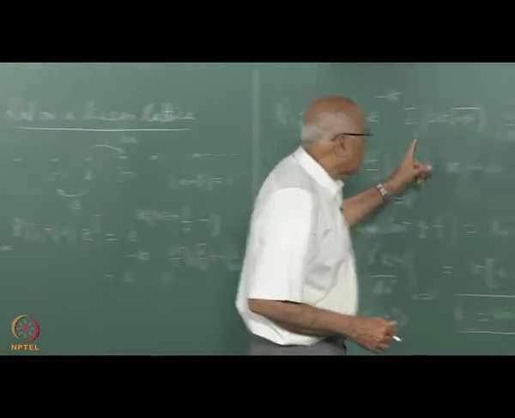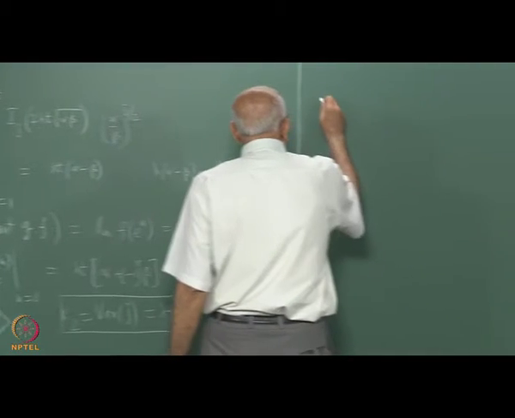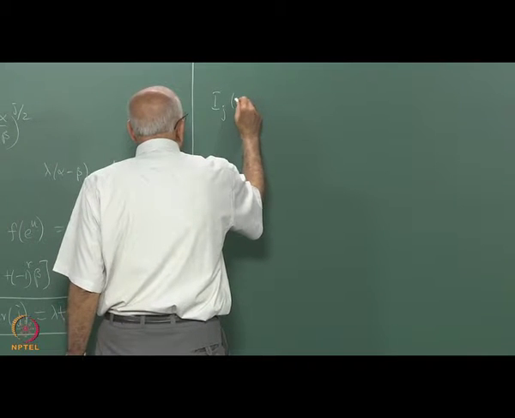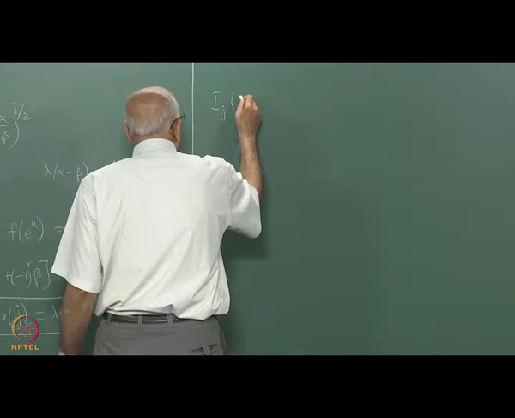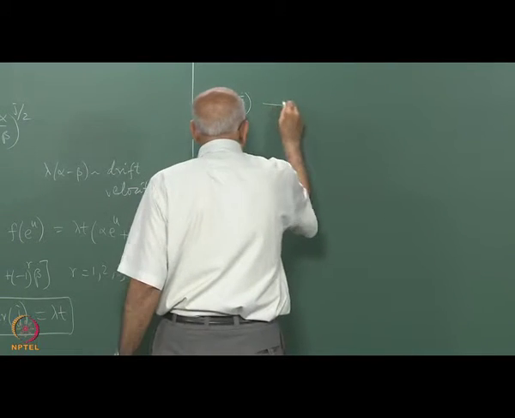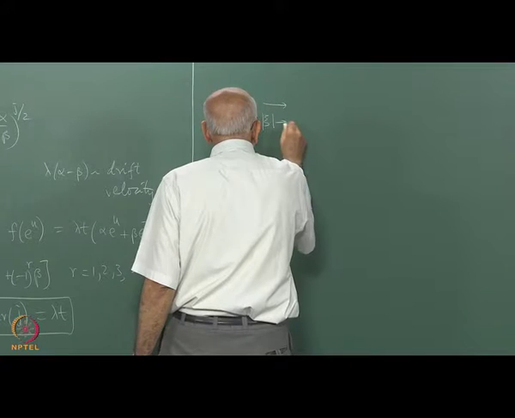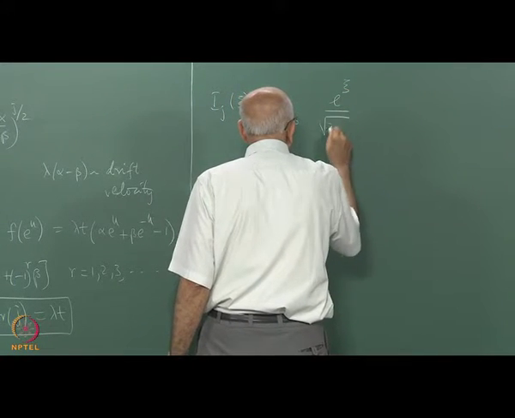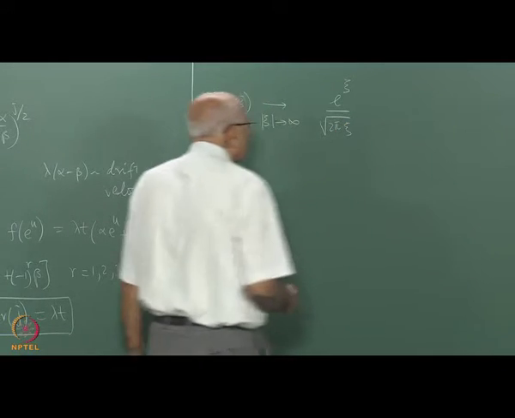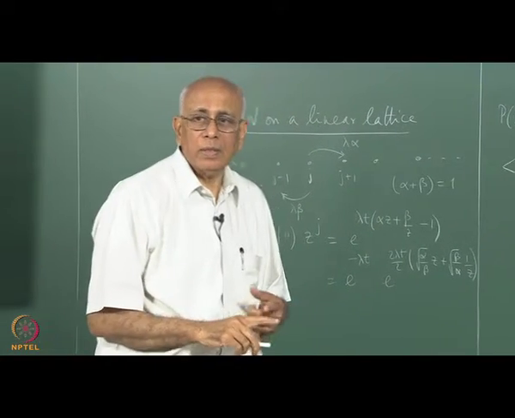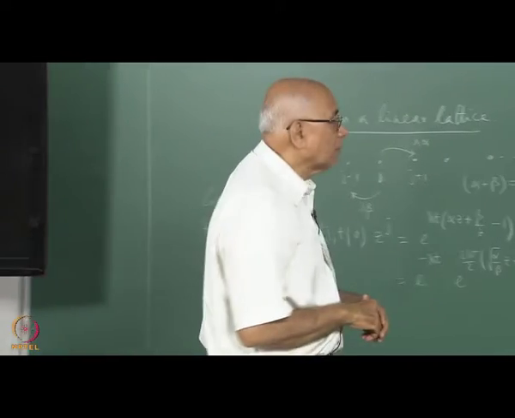But that happens here, we can check that out, because it turns out that I_j of xi, whatever variable you want to call it, as mod xi tends to infinity, tends to e to the power xi over square root of 2 pi xi. That is the leading behavior of the modified Bessel function, and it is independent of j, the order j, provided the order itself does not become infinite. Okay.